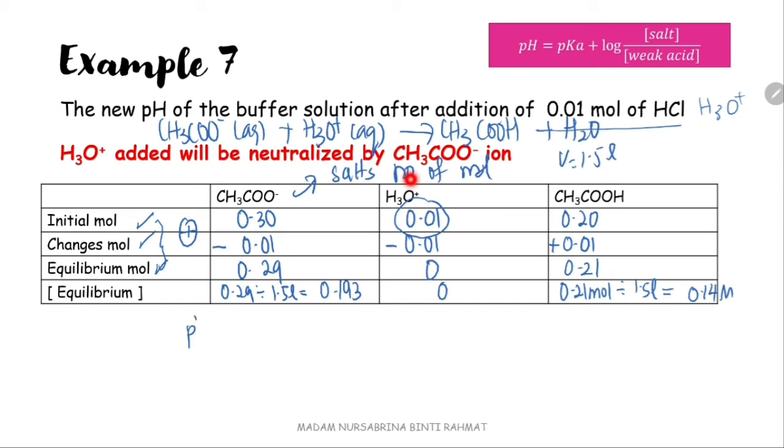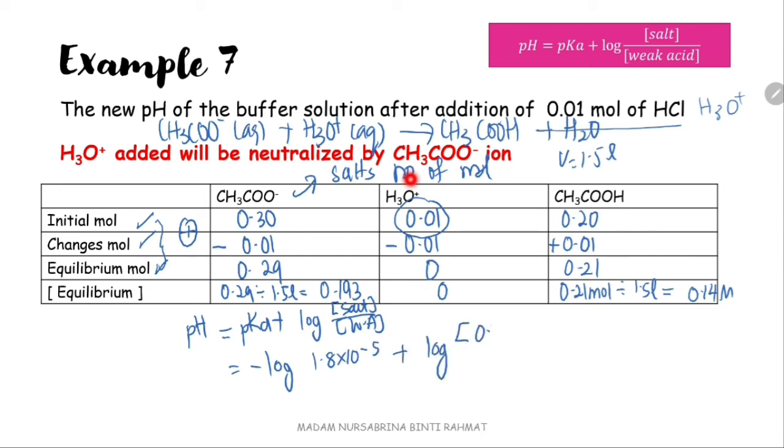Now you can substitute into your Henderson-Hasselbalch equation to calculate the new pH after addition of 0.01 mole of strong acid. So pKa is again negative log Ka, and our Ka for ethanoic acid is 1.8 times 10 to the power of negative 5, plus log of the salt, our conjugate base, which is 0.193 molar, over the weak acid, our ethanoic acid, 0.14 molar. If you calculate your pH, you will get 4.88.